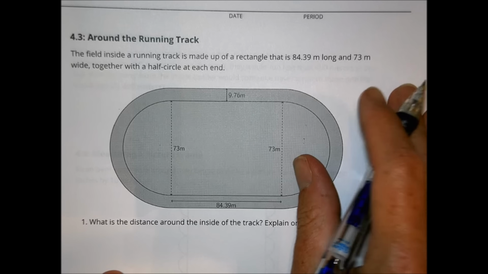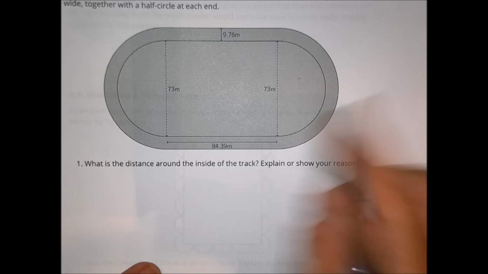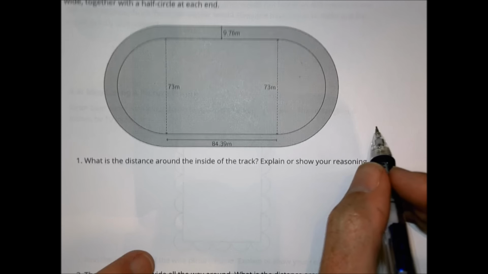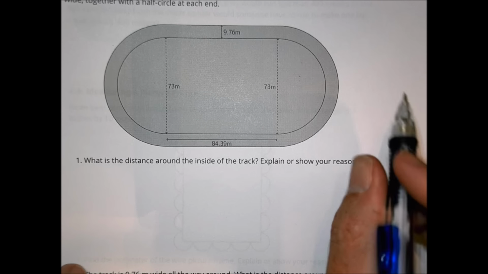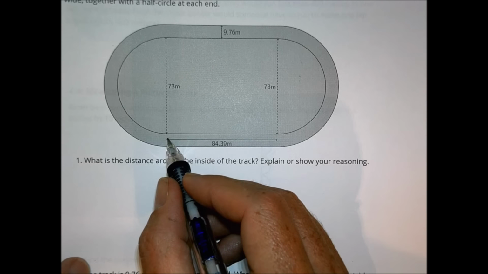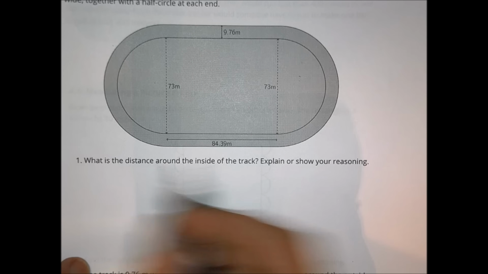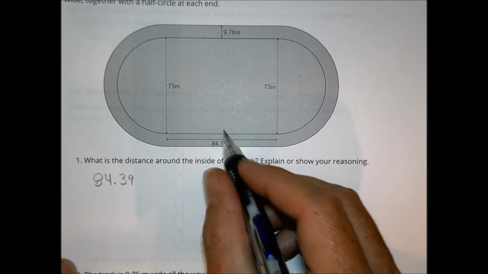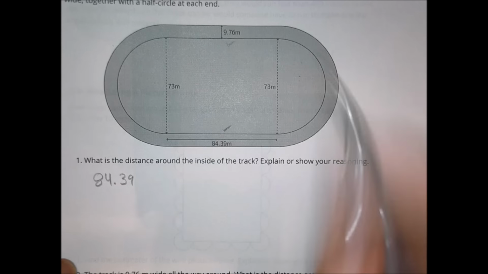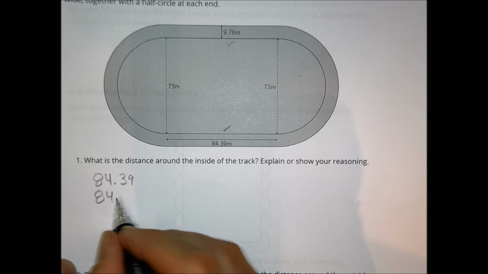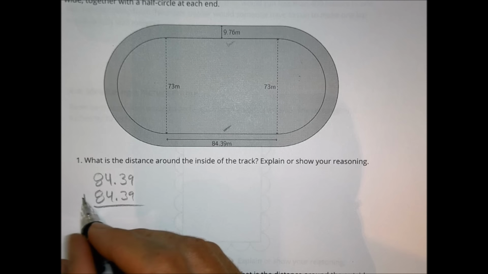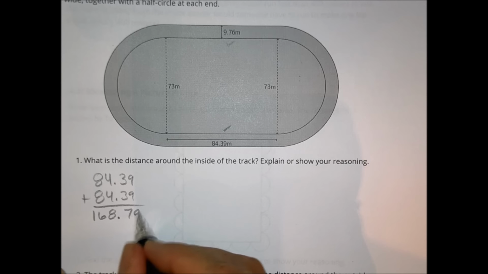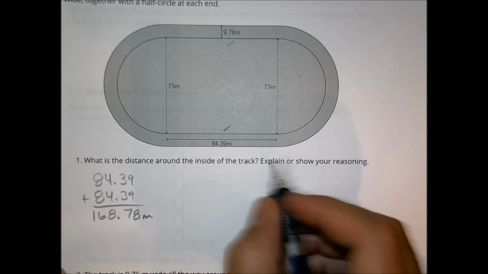It wants to know, first of all, what is the distance around the inside of the track, and explain or show your reasoning. So first of all, the distance from here to here is a straight line. No problem. That's going to be 84.39. We're going to do it one time here and one time there. So we can add that up, and we know that the straightaways, as we call them, is going to be equal to 168.78 meters.